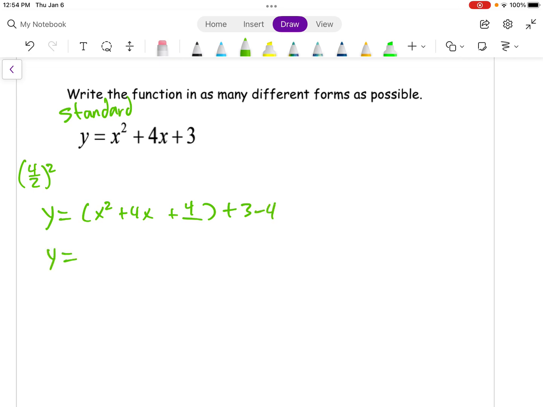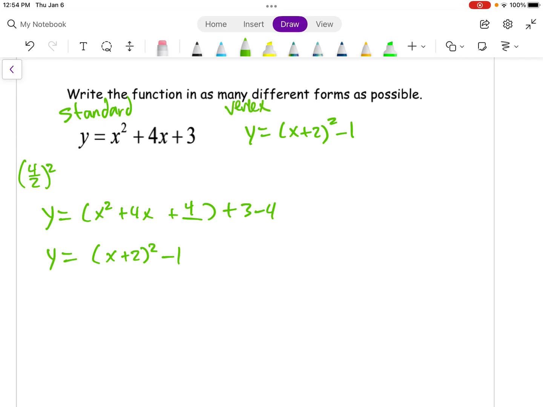I factor that. It factors to be x plus 2 and x plus 2, or x plus 2 squared. And 3 minus 4 is a minus 1. Okay, so we got standard form, we just did, now we have vertex form. This is vertex form.